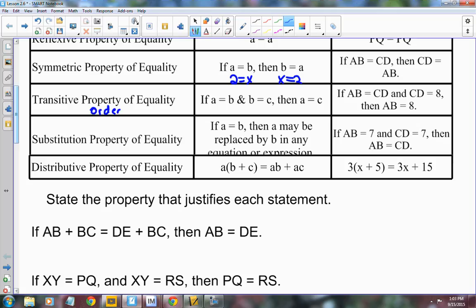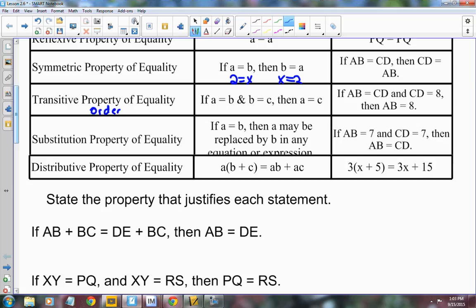Okay, so here, if you have AB equals 7 and CD equals 7, you have two things that are equal to the same thing. AB and CD are both equal to 7. So if that's true, then those two things are equal to each other by substitution. Okay, substitution. It looks like transitive, but the order's not there. You see how the order's not there, like it is in the one above? With the transitive property, the order has to be there.